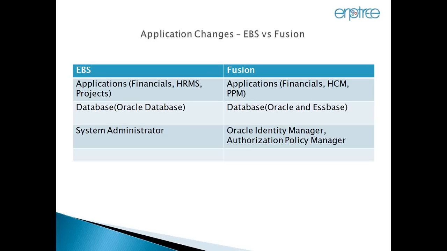And EBS, what we call HRMS, here in Fusion we call it HCM, Human Capital Management. And in EBS projects, we have the project suite, which in Fusion we call PPM, Project Portfolio Management. The same products, the naming convention they changed, since they are respecting the naming conventions already used in the respective ERP products from where they took that solution.